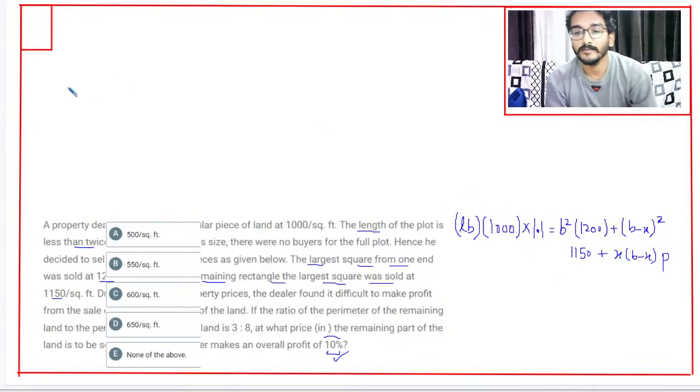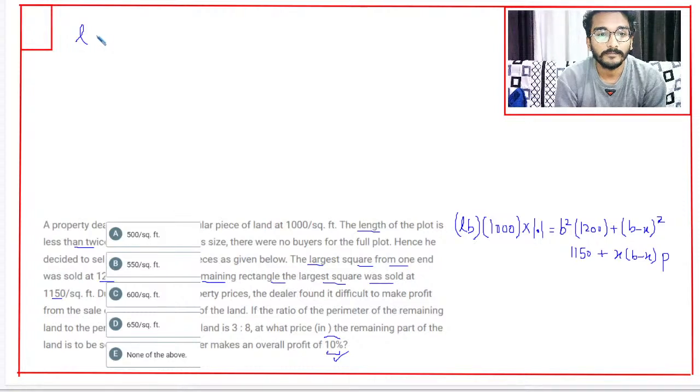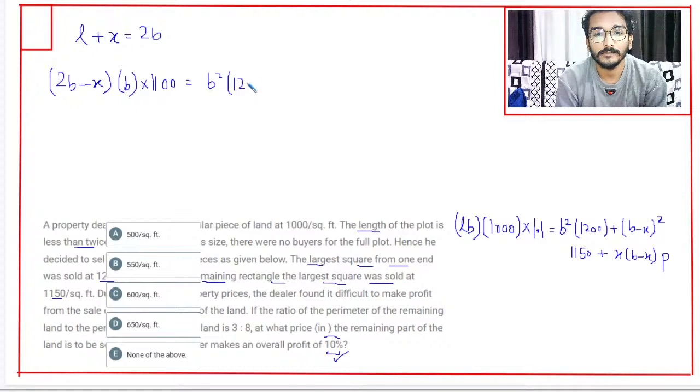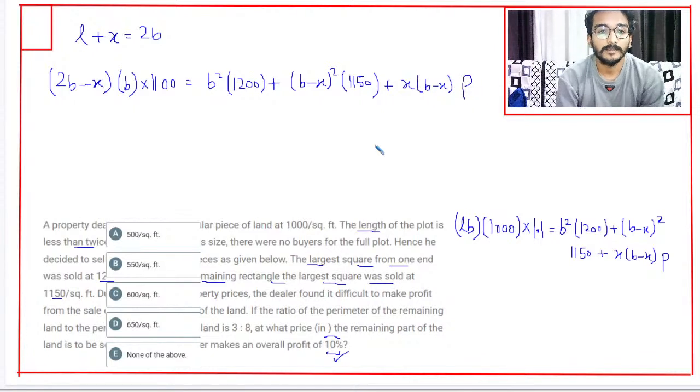Plugging the length value, because everything is in terms of x now. I know this equation also, that L plus x equal to 2b. So substituting the L value here, I will say it is (2b minus x) into b. 1000 into 1.1 is 1100 for me, equals b square into 1200 plus (b minus x) whole square into 1150 plus x into (b minus x) into p. Okay, so we arrive at this particular stage. We can open the brackets and we'll solve this now.